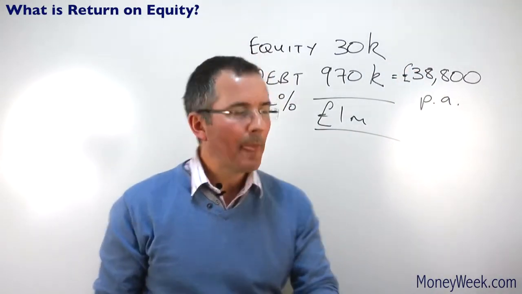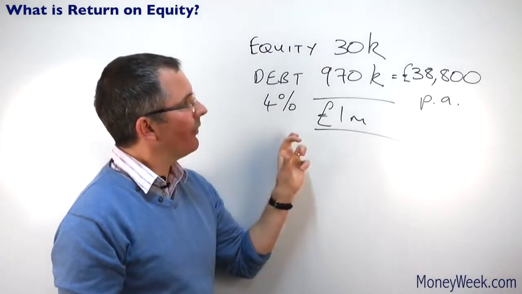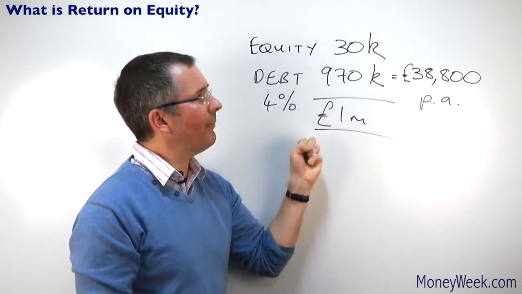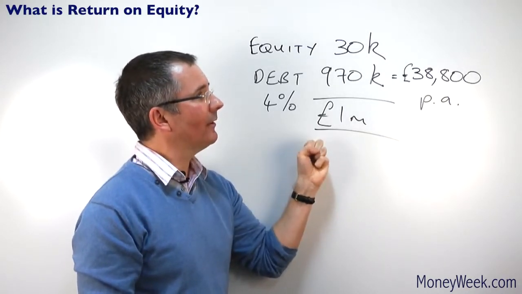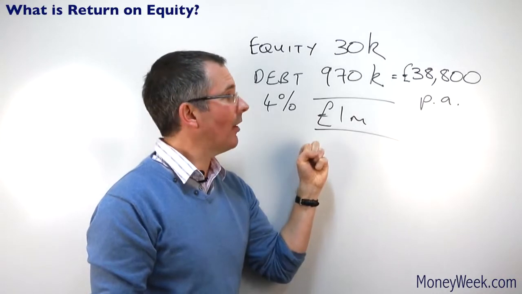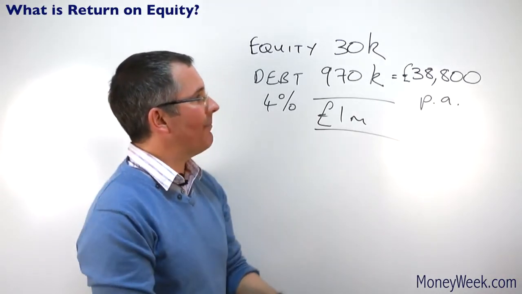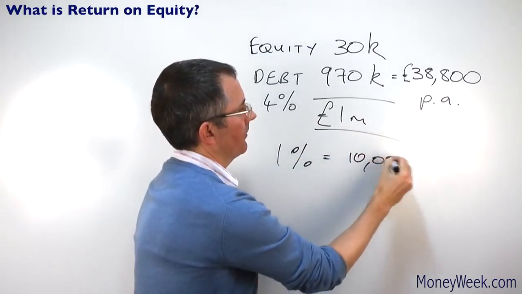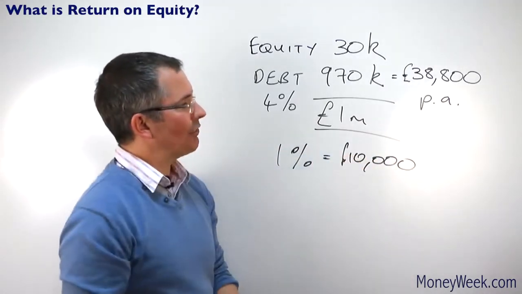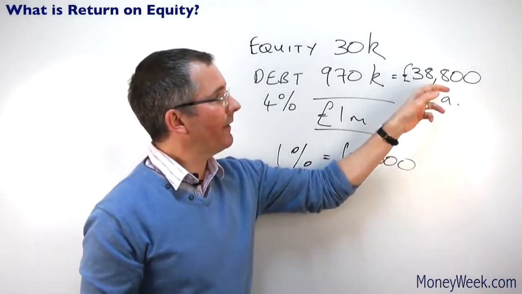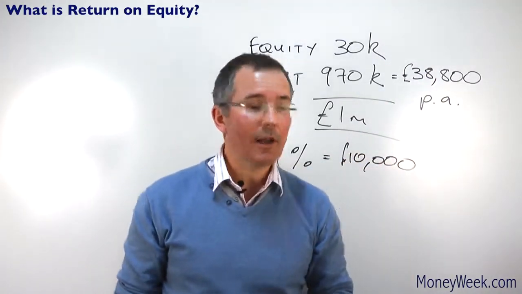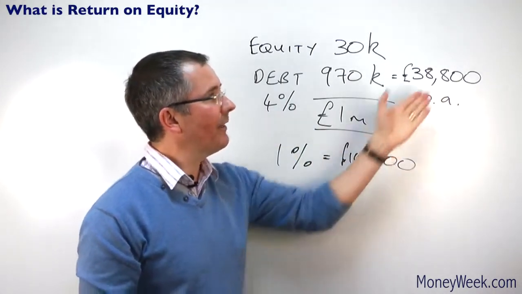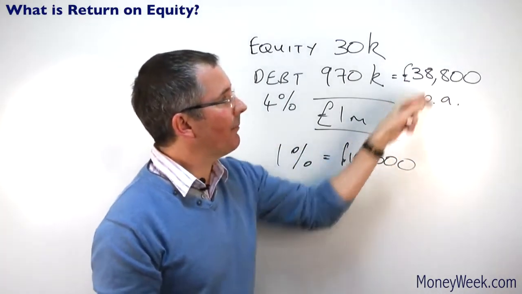So what? Well, here's the point. Supposing the directors manage to increase the assets of this company by 1% the following year. 1% of £1 million is 10,000. Unfortunately, that's going to be wiped out by the interest charge, 38,800. Completely wiped out. So if the return's only 1% on the assets employed, that's not enough. So the company will make a loss for the year.